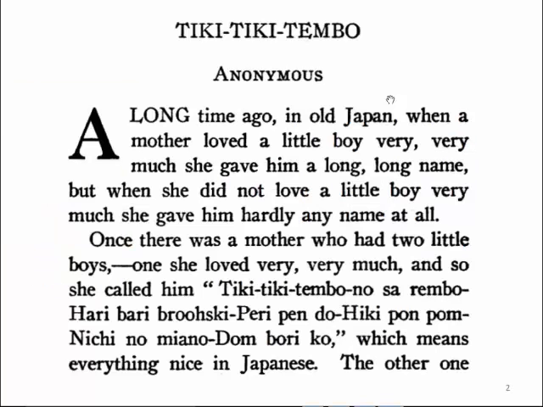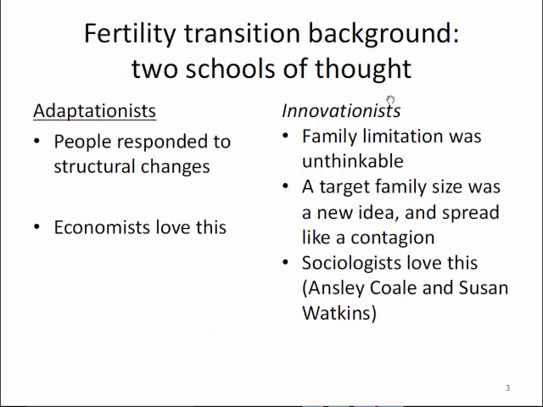And we'll start off with a story here. This is a kid's story, Tiki Tiki Tembo. A long time ago in old Japan, when a mother loved a little boy very, very much, she gave him a long, long name. And when she did not love a little boy very much, she gave him hardly any name at all. Once there was a mother who had 2 little boys. One she loved very, very much. And so she called him Tiki Tiki Tembo, no Sa Rembo, Hari Kari Rembo, etc., which means everything nice in Japanese. So this idea that you name your child based upon how much you love him is not a new idea at all.